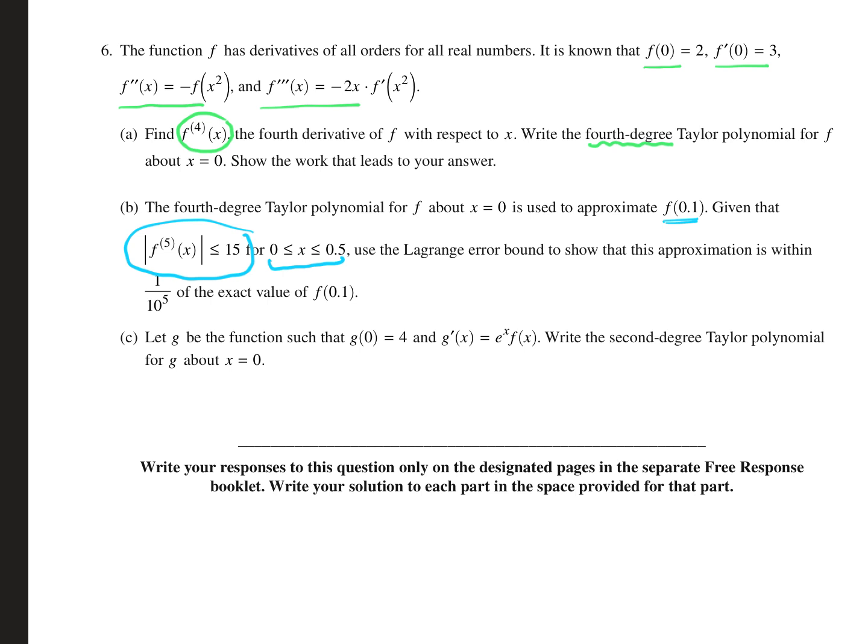Part C. Let g be a function so that g of 0 is equal to 4 and g prime is equal to e to the x times f of x. Write the second degree Taylor polynomial for g about x equals 0. So given g of 0 is equal to 4, find g prime, which is e to the x times f of x, and write the second degree Taylor polynomial for g.